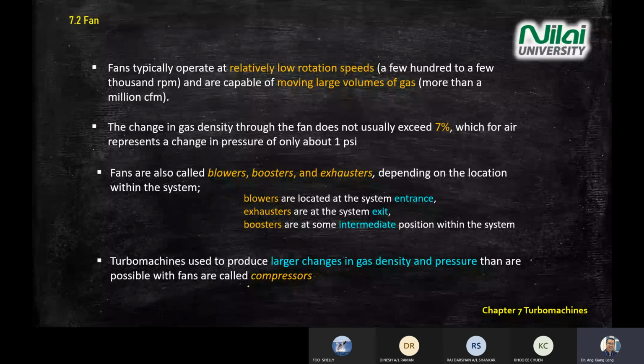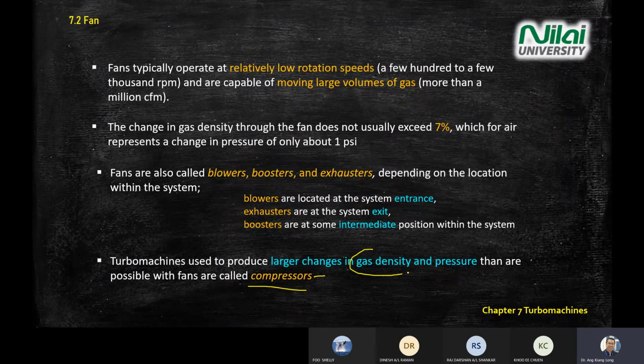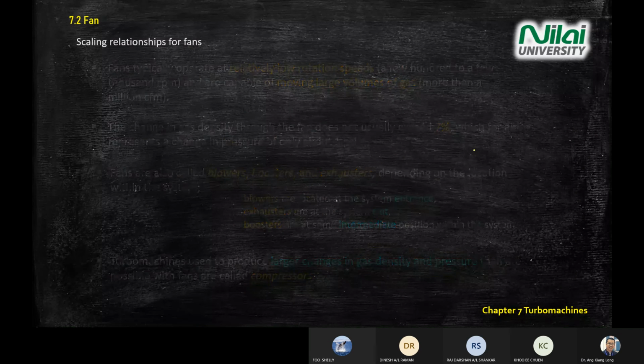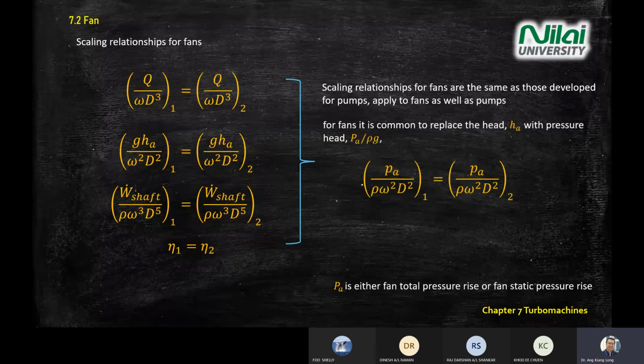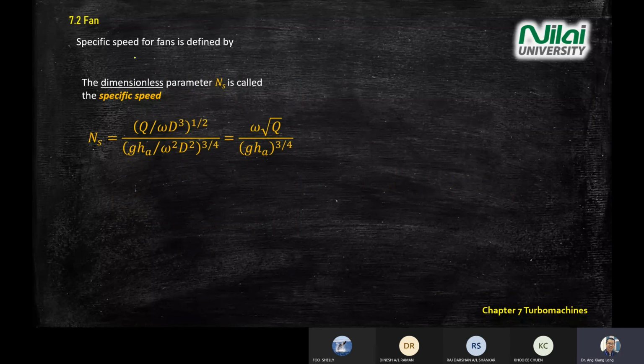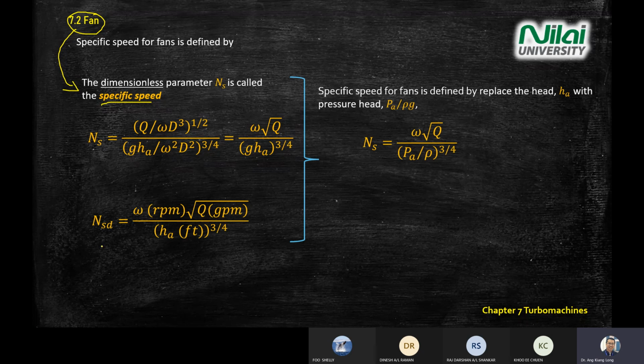Another one, turbo machine is called compressor. Compressor, from the name itself, means you compress something, means you change the density and pressure. Okay. So these are the formulas we use for fan when you do calculation. And also for fan, we also have specific speed. Just now what I showed you is a pump. Now we look at fan. So fan also has NS and also NSD.